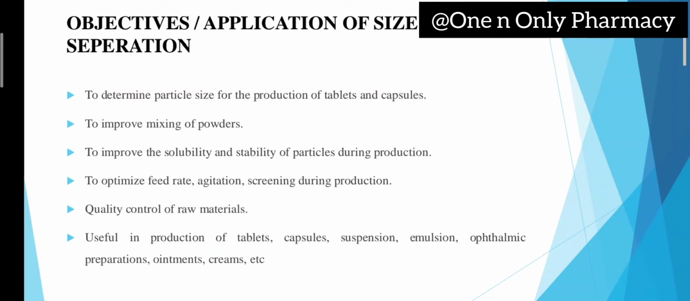And the last objective, useful in production of tablets, capsules, suspensions, emulsions, ophthalmic preparations, ointments, creams, etc. According to the dosage form, every dosage form requires different sizes. Ointment requires one size, ophthalmic requires another size, tablets require another size, and creams, that is topical agents, require another size. For that purpose, we require size separation.